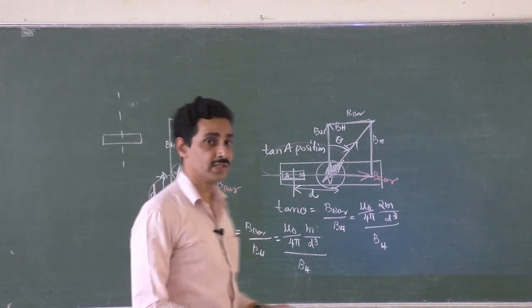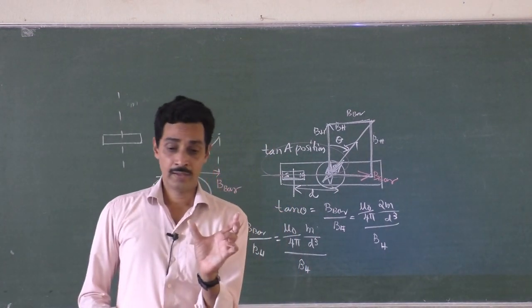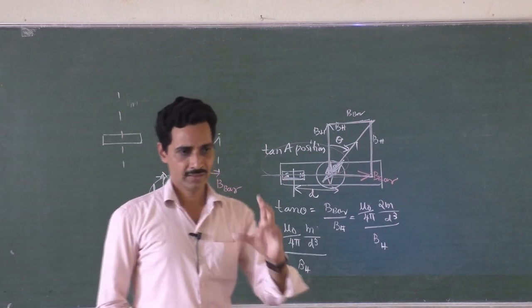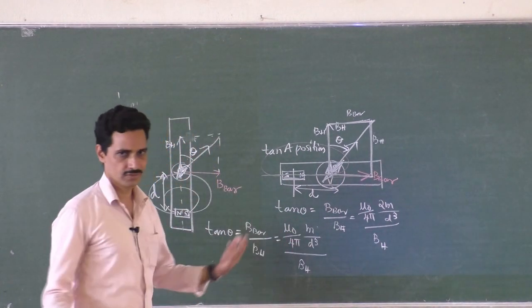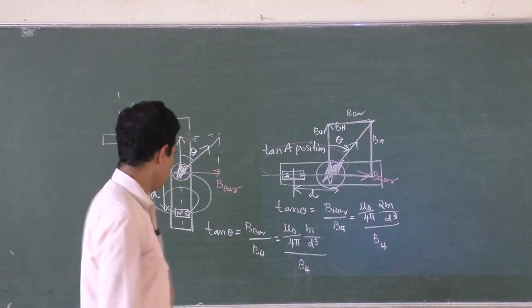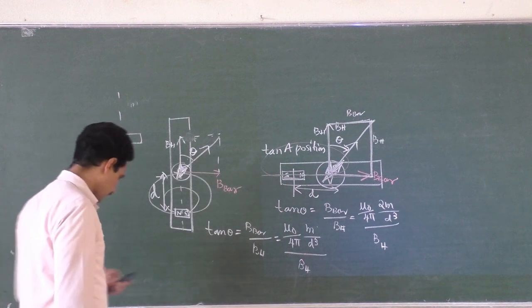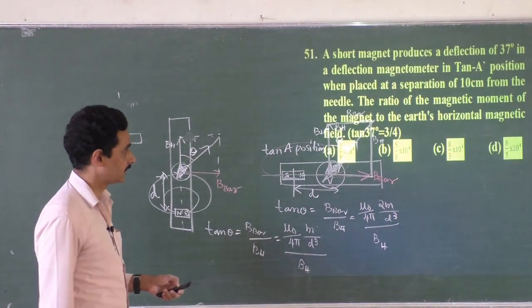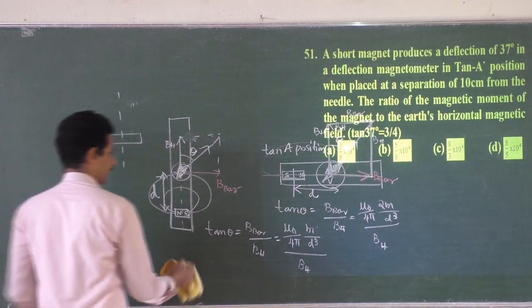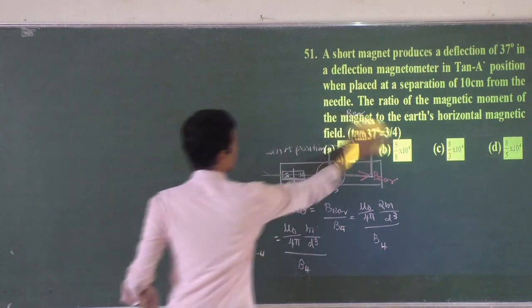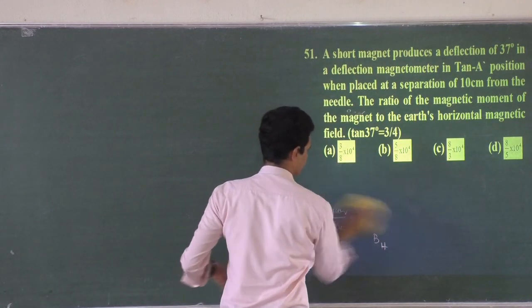Whereas here we are using a bar magnet. If the axial line of the bar magnet is used, then it is tan A position. If the equatorial line of the bar magnet is used, it is called tan B position. Okay, shall we move on to the problems now? We will use 2 or 3 problems so that we will get the idea very clearly. Okay, this is the first problem.